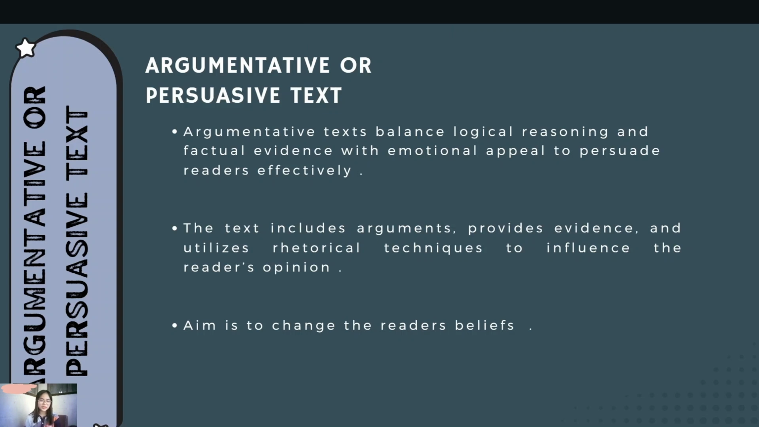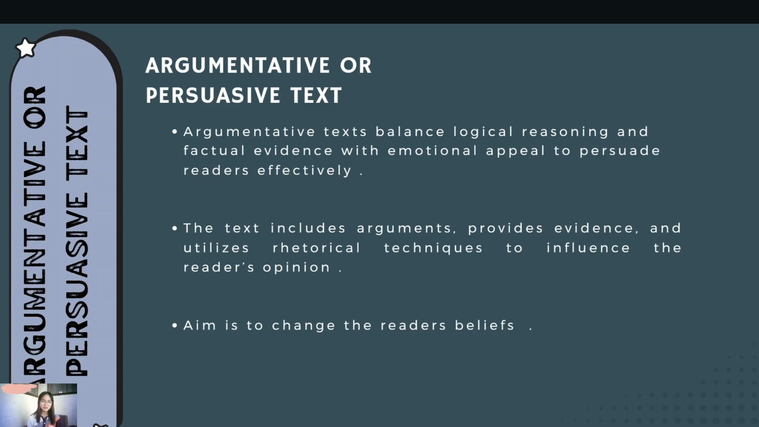The last example that I have here of types of text is argumentative or persuasive text. It aims to change the reader's mind by using clear reasoning, facts, and emotions. They present strong arguments backed by evidence like numbers, examples, or expert opinions. The text includes arguments, provides evidence, and utilizes rhetorical techniques to influence the reader's mind. It also aims to change the reader's belief, so that the writer helps the reader understand why their perspective is important and worth considering.